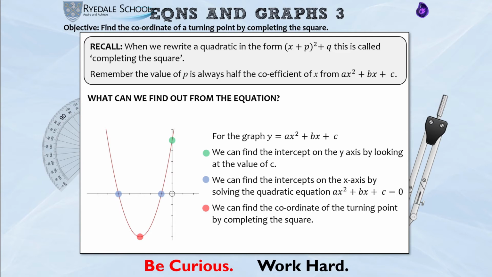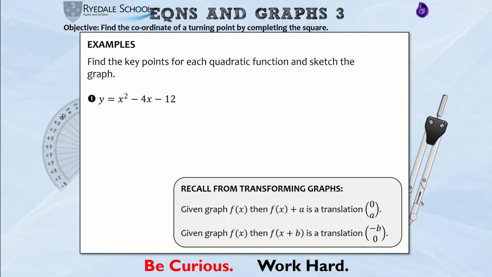And then the new part is the red point, and we can work out the coordinate of the turning point by completing the square, and then we need to do a little bit of analysis of what that looks like and relate it to the topic of transforming graphs, which we did in the autumn term. So a lot of pulling knowledge from different areas of maths and pulling it all together. Let's look at an example and see how this works.